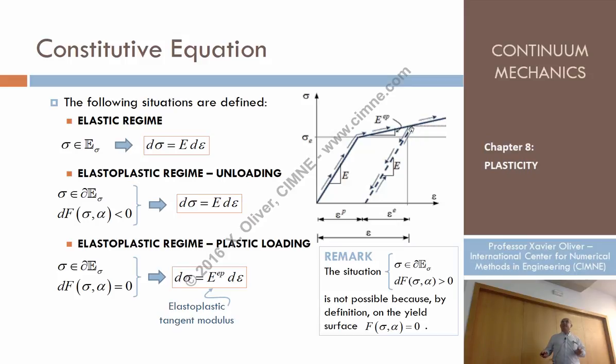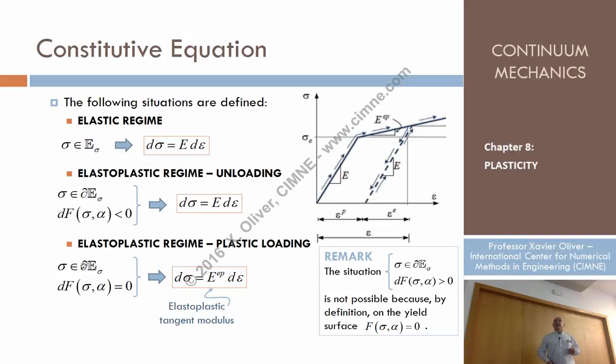So we are here, and the point tends to move in that branch. So that means that f being 0, f remains 0. Then the stress belongs at the boundary of the admissible domain, so it remains on the yield surface. Then the increment is another one. The increment of the stresses is equal to this slope that we are going to compute, E_EP times the increment of epsilon.